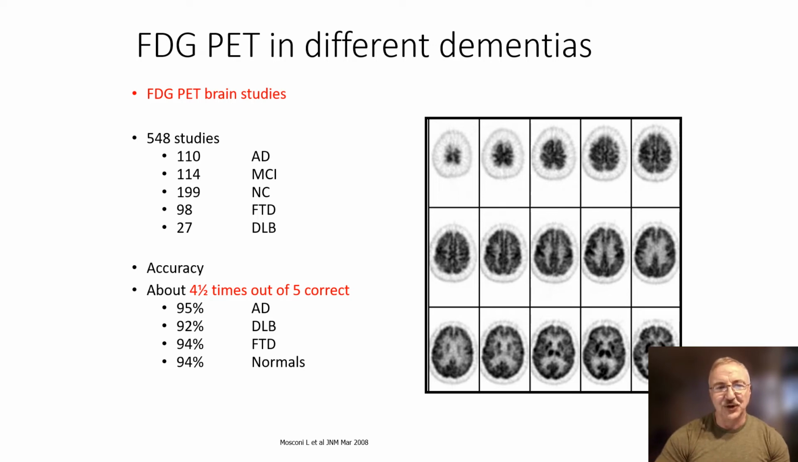What we need to do is use FDG to distinguish different types of dementia. And again, a good study from Lisa Mosconi, looking at 548 patients, showed that the accuracy of FDG to diagnose Alzheimer's disease, dementia with Lewy body, frontotemporal dementia and normals was very, very good.